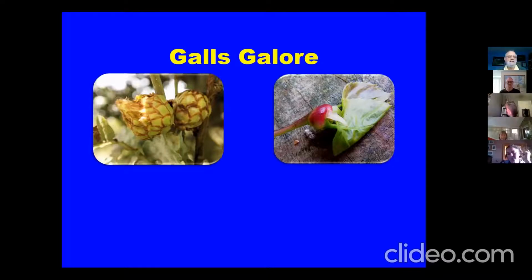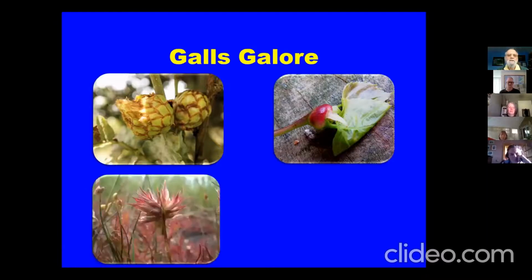It's Contarinia tiliarum. Then a rather attractive, almost flower-like gall, which is caused by a scale insect, a psyllid, on rushes, and it's called Livia juncorum. It's not particularly common, but when you do see it, it's very distinctive, and you won't mistake it for anything else.